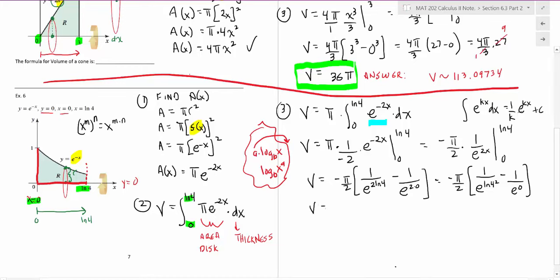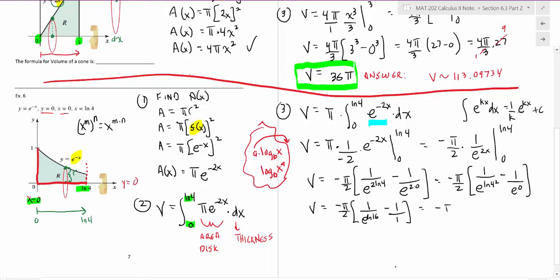Okay, now pushing on from here, we're going to have negative pi over 2. We're now going to have 1 over e to the ln 16, and then minus 1 over e to the 0, and e to the 0 is 1, so we get that.